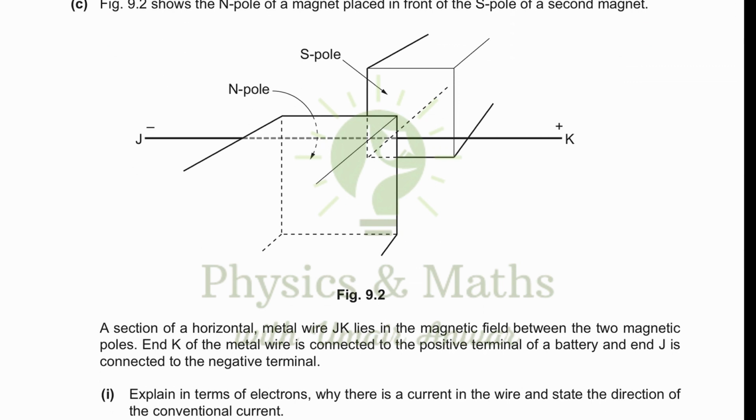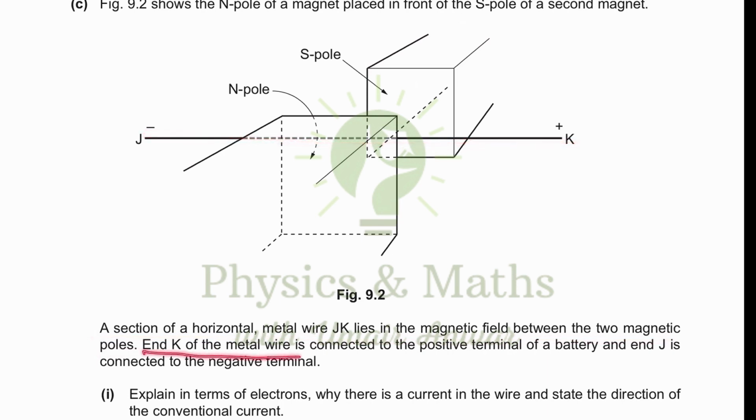The next part says figure 9.2 shows the north pole of a magnet placed in front of the south pole of a second magnet. Now this is the north pole and this is the south pole. A section of a horizontal metal wire JK lies in the magnetic field between the two magnetic poles. So this is the section of the wire.